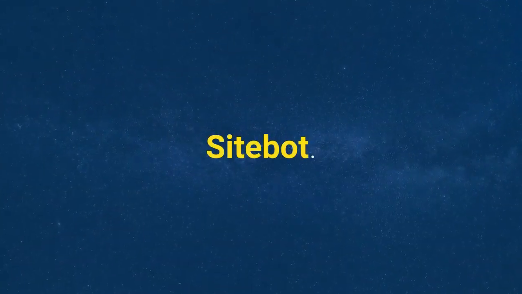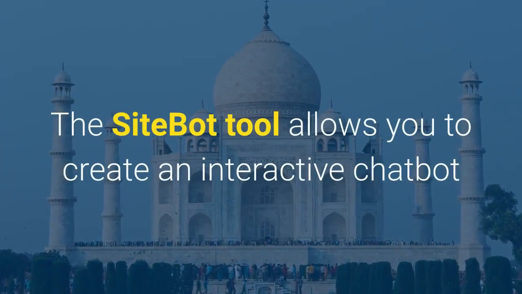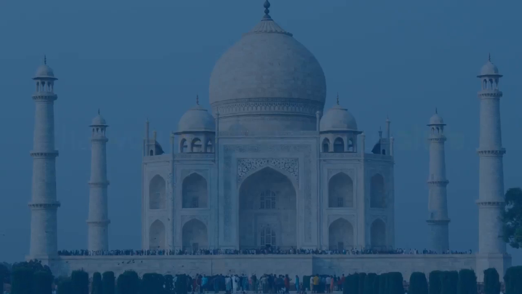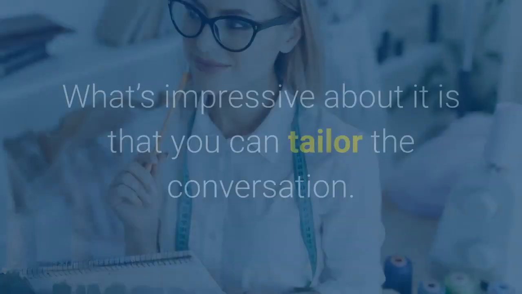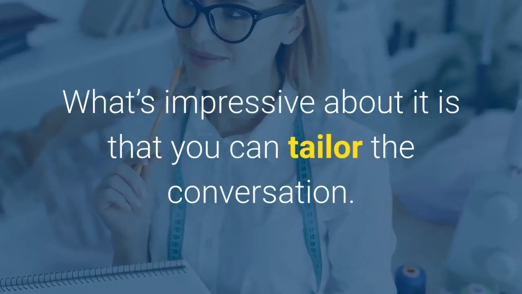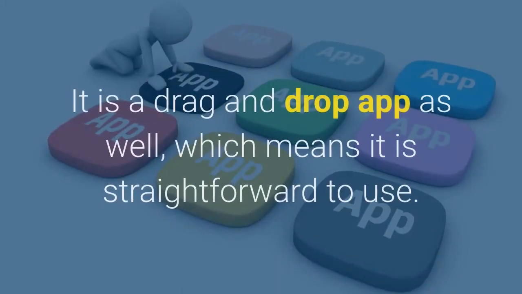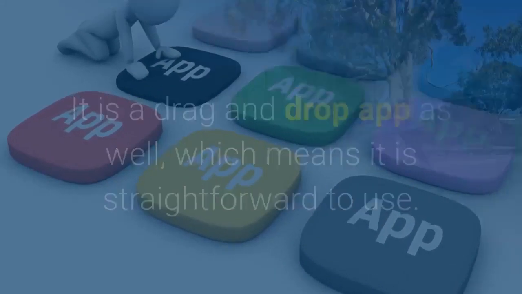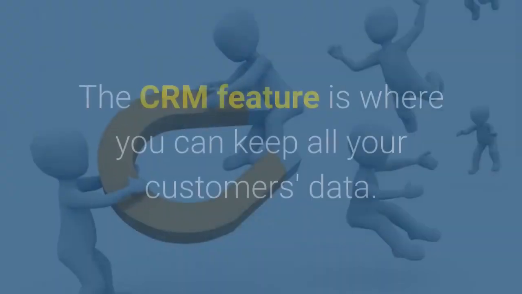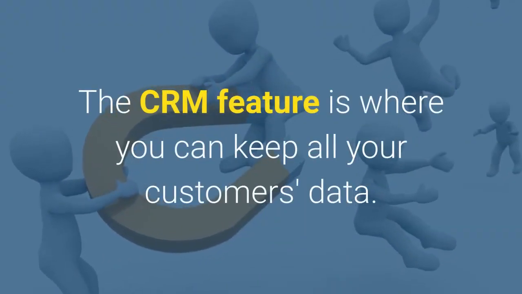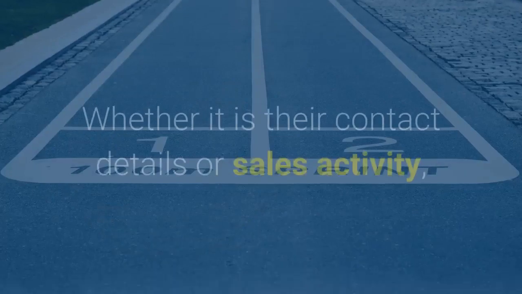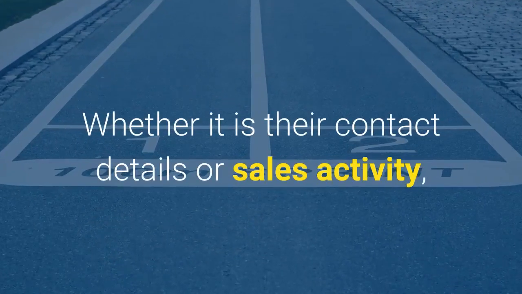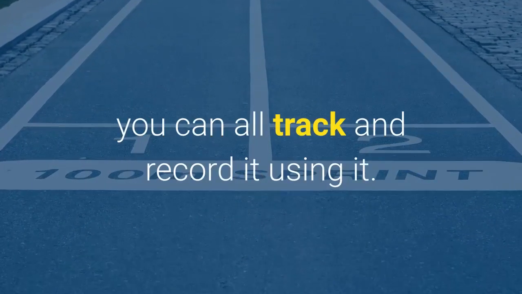Sitebot. The Sitebot tool allows you to create an interactive chatbot that you can add to your sites. What's impressive about it is that you can tailor the conversation. It is a drag and drop app as well, which means it is straightforward to use. CRM. The CRM feature is where you can keep all your customers' data. Whether it is their contact details or sales activity, you can track and record it all using it.